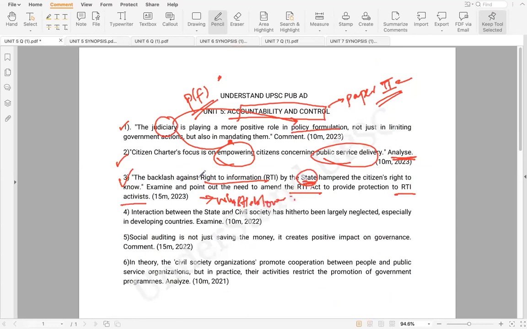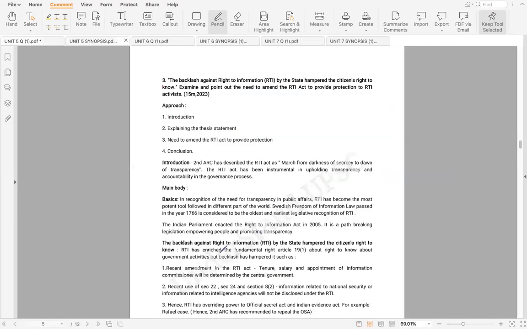We'll read this again. The backlash against RTI by the state hampered the citizens' right to know. Obviously, examine and point out the need to amend the RTI Act to provide protection to RTI activists. Now, because it's a 15 marker, we won't have enough questions on whistleblowers. So first 2-3 points can be on whistleblowers and the rest can be on general amendment to the RTI Act in terms of whatever its negatives are.